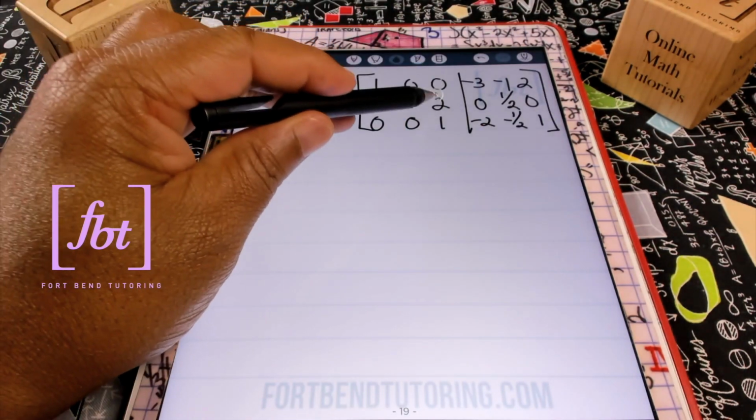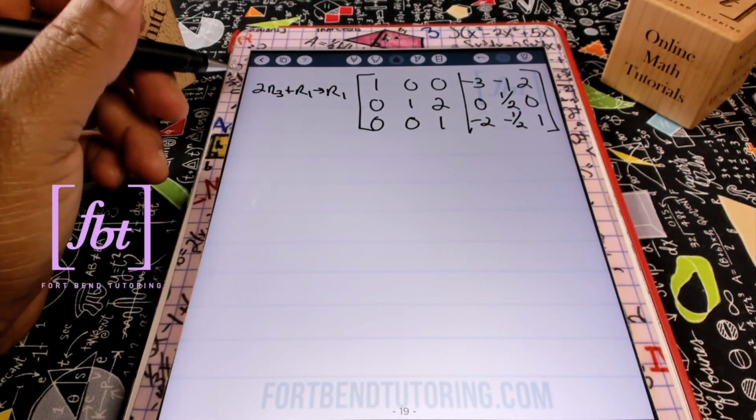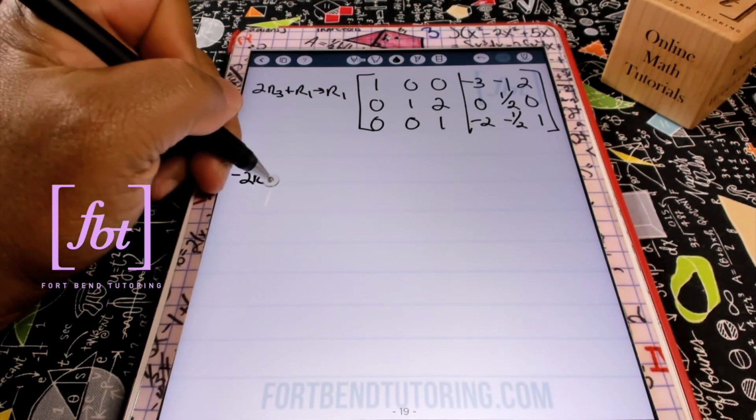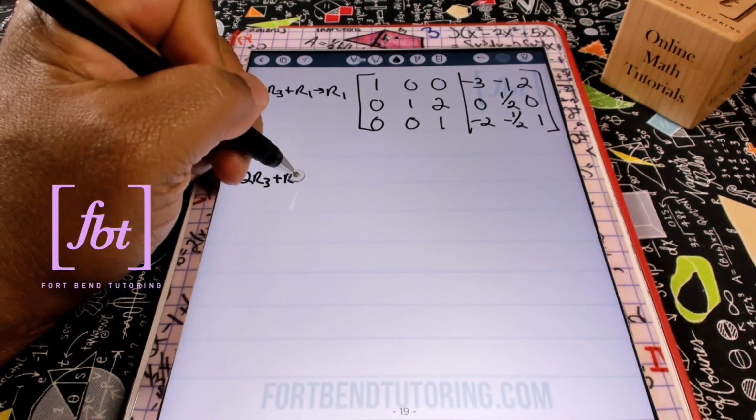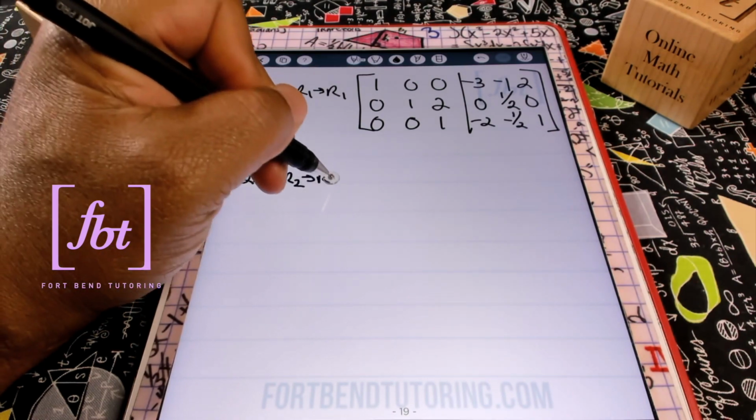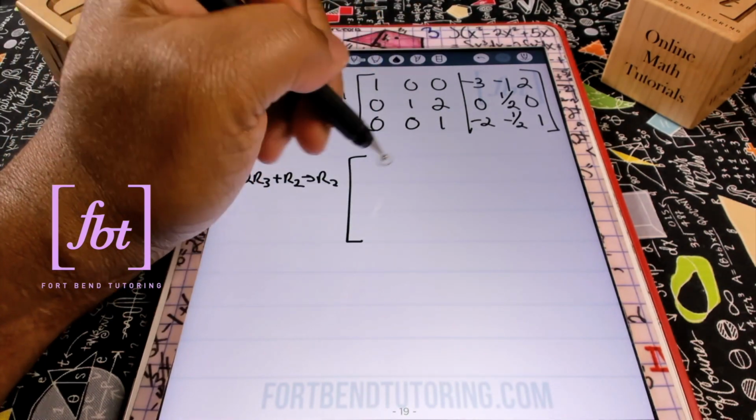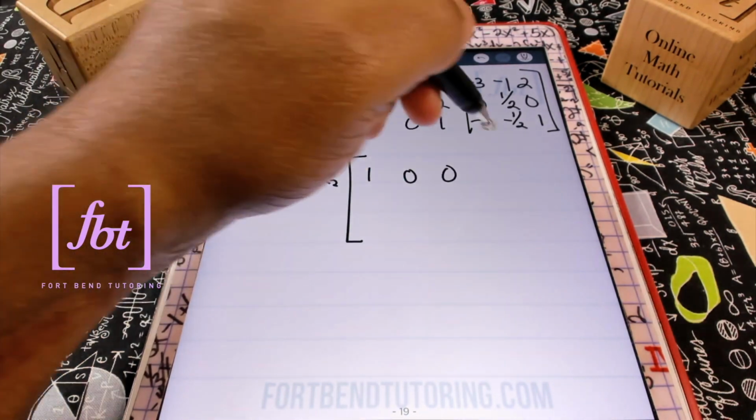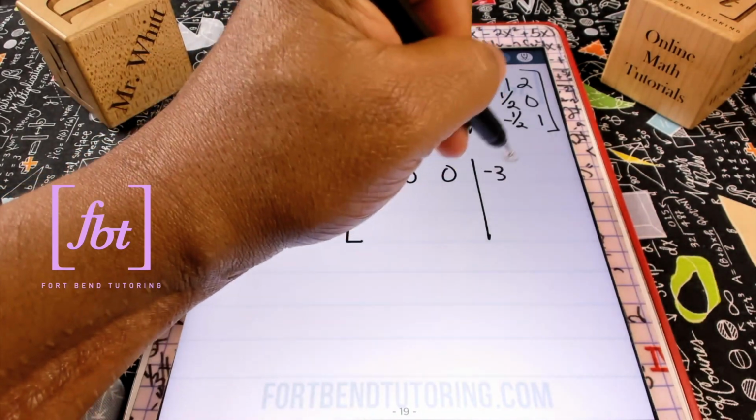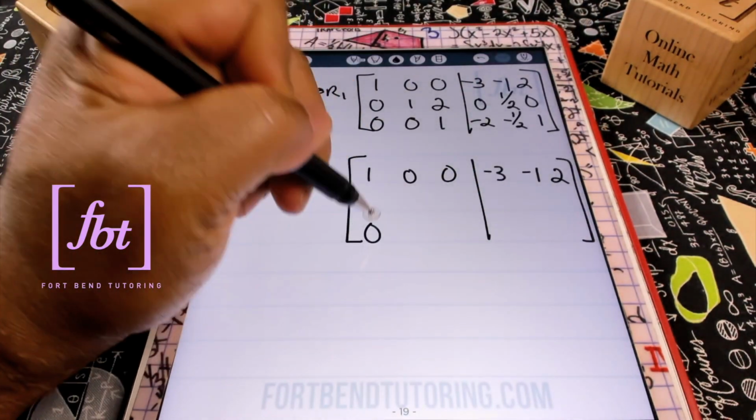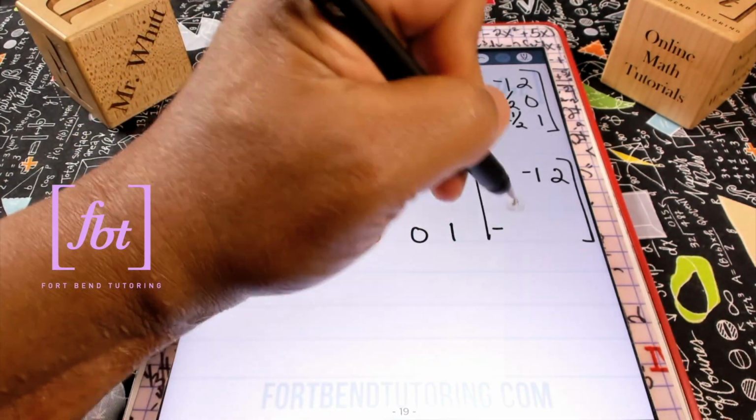Now we're left to eliminate the 2 in the second row. We can do that by multiplying negative 2 times row 3, adding that to row 2, placing the result in row 2. What does that do for us? That means that we'll keep the first and third rows, we'll leave those alone, like so. Just bring those down, guys.